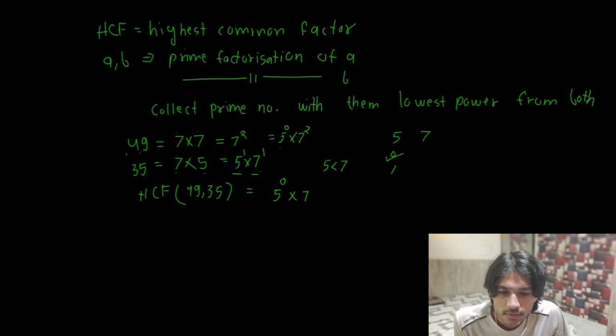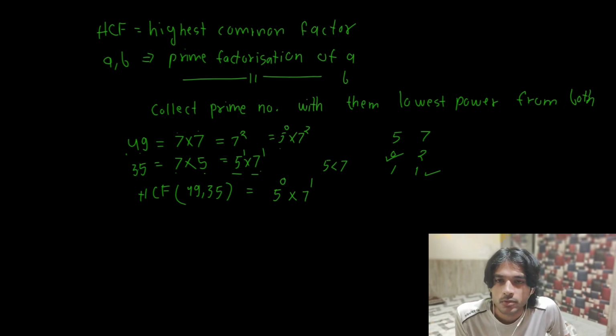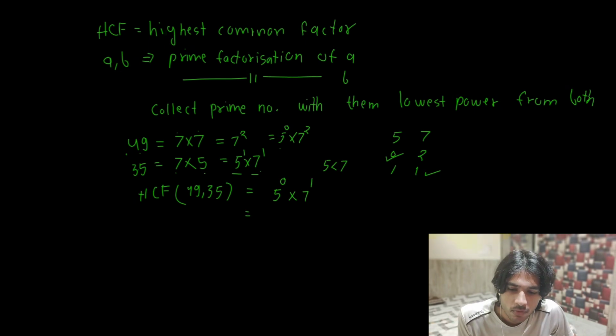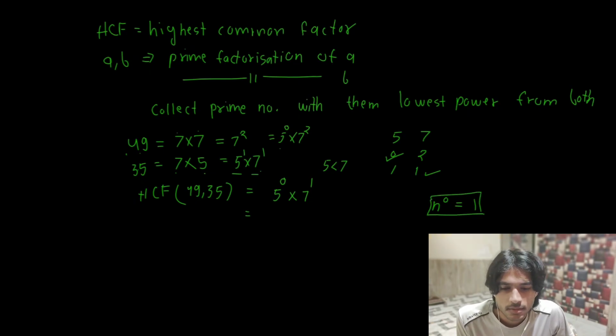Here 7 has two powers, 2 and here 1. What is the lowest? 1. So I have to write 7 to the power 1. And 5, any natural number to the power 0, is always equal to 1. This is one of the identities.